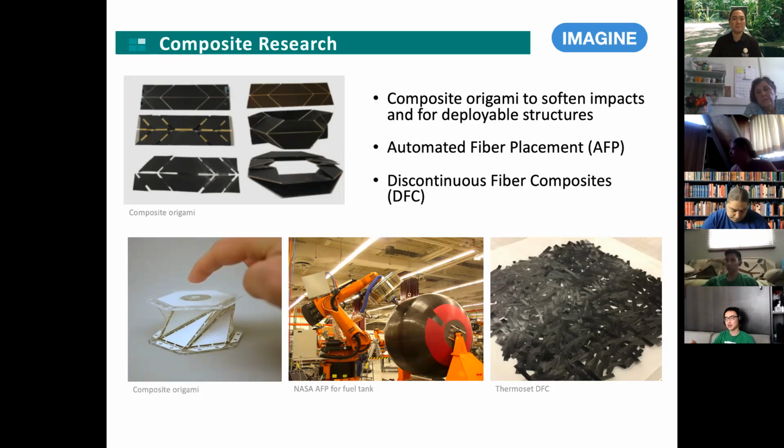And then there's automated fiber placement, because a lot of structures are now being made really large, like planes. And this is a fuel tank that NASA made. You can't really lay up all the plies by hand. So there's a lot of research being done on automated fiber placement and optimizing the path it takes to take the shortest amount of time.